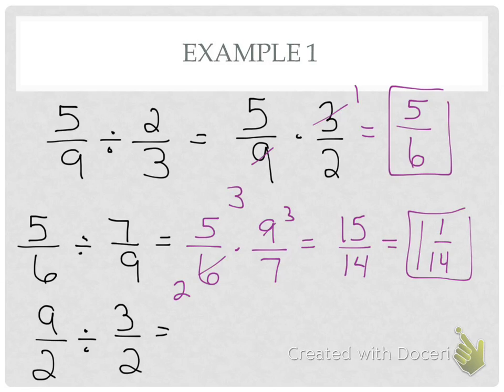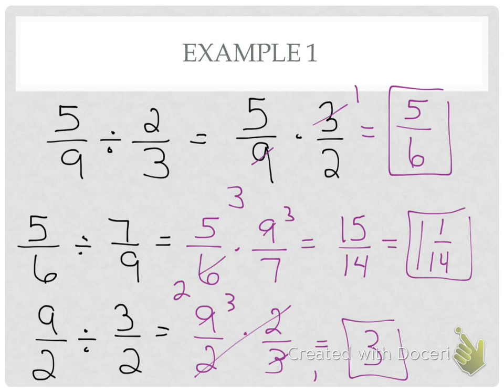All right, now my last one, 9/2 divided by 3/2, flip my fraction. Lots of cross-reducing, ends up to be 3. Who got both of those right? Did you get both of them? Awesome, good job, guys. Moving on to example 2 now.